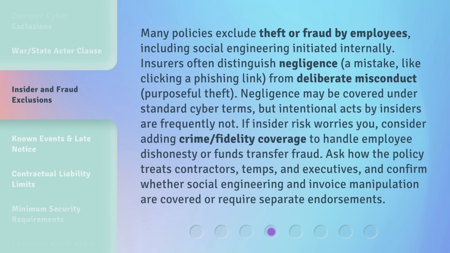Many policies exclude theft or fraud by employees, including social engineering initiated internally. Insurers often distinguish negligence, a mistake like clicking a phishing link, from deliberate misconduct, purposeful theft. Negligence may be covered under standard cyber terms, but intentional acts by insiders are frequently not. If insider risk worries you, consider adding crime/fidelity coverage to handle employee dishonesty or funds transfer fraud. Ask how the policy treats contractors, temps, and executives, and confirm whether social engineering and invoice manipulation are covered or require separate endorsements.